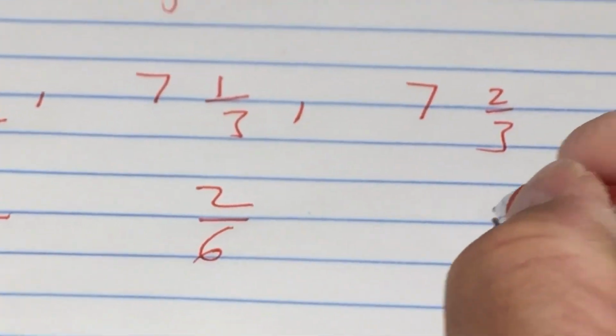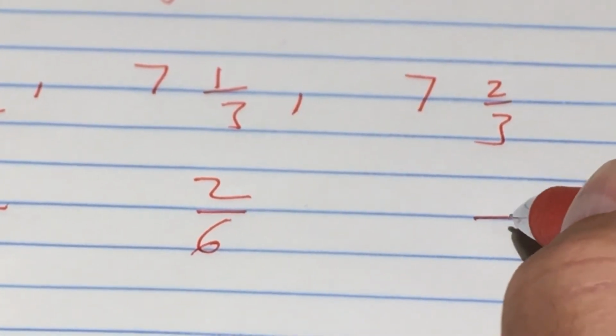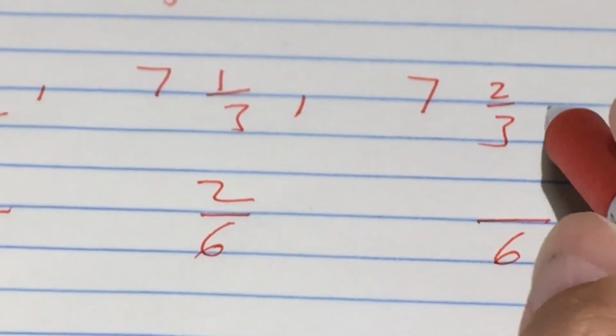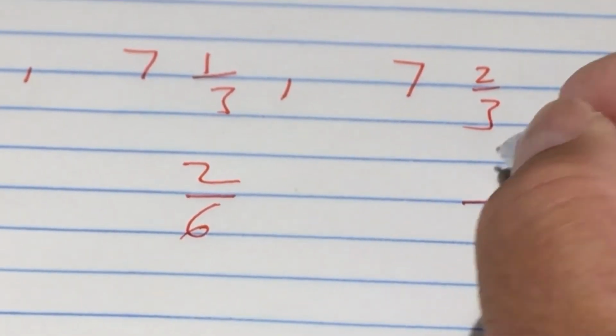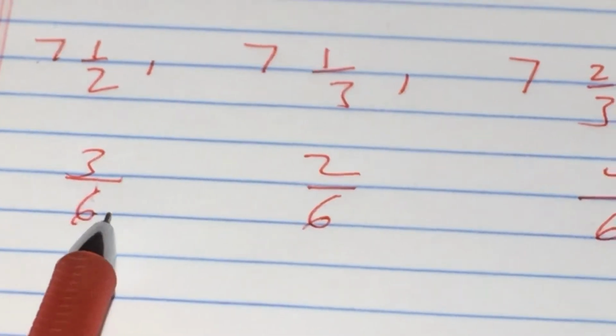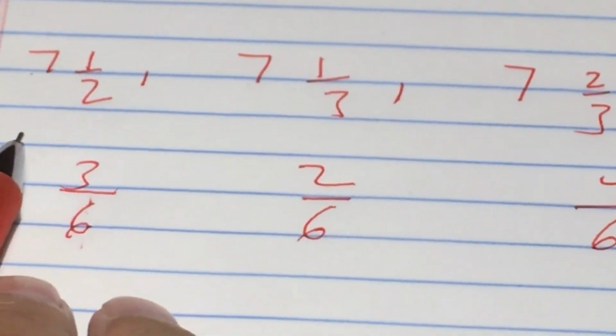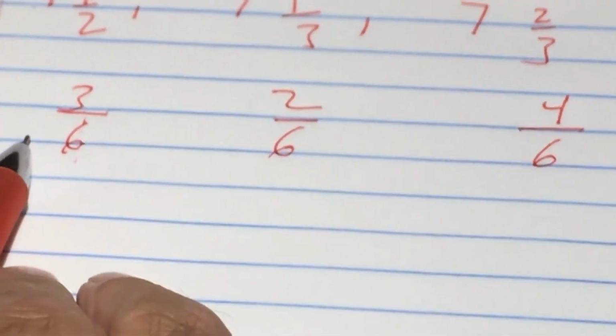Now let's do this one right here. 3, again, I'm going to multiply times 2 to make 6. 3 times 2 makes 6, which means since I multiplied 3 times 2, I multiplied the top one by 2. 2 times 2 is 4. So now I got like fractions because they all have the same denominator. So they all have the same whole number. So now let's go from least to greatest.